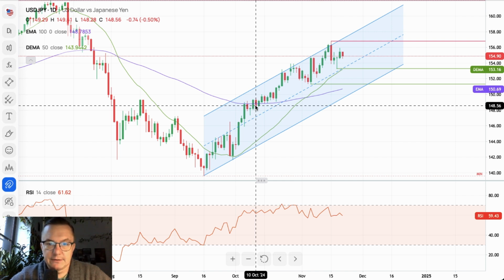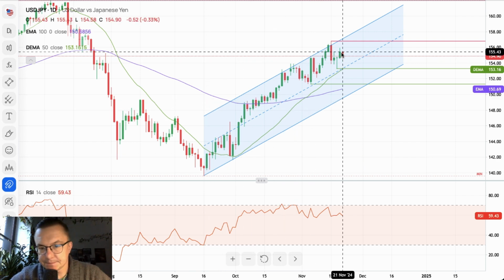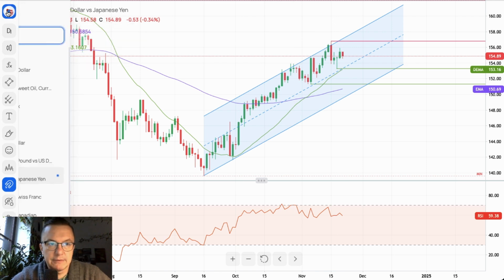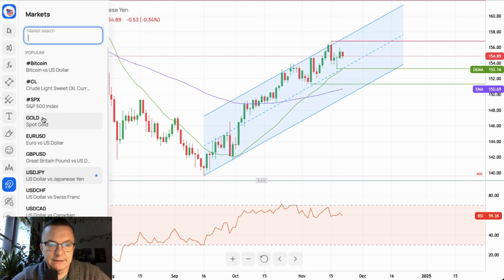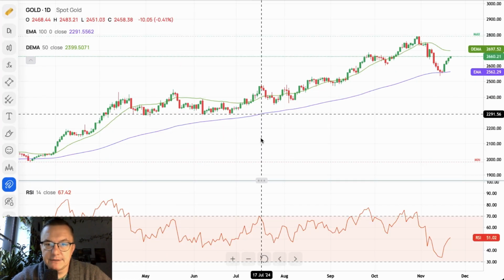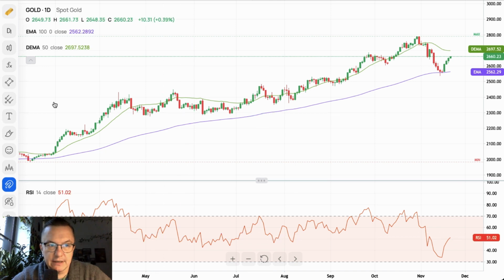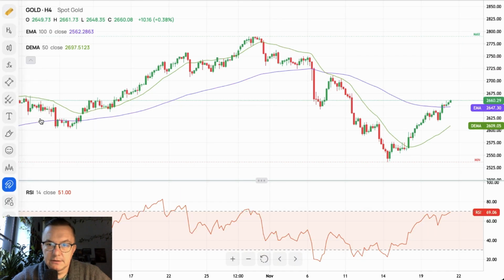So it's not a coincidence this market has this kind of, let's say, strong momentum, right? So the outlook remains bullish for the US dollar to the Japanese yen. The gold market is trying to bounce. Let's just take a deeper look towards this.